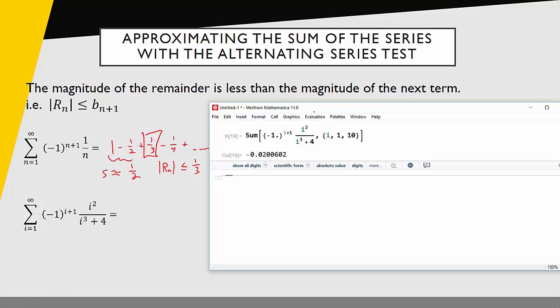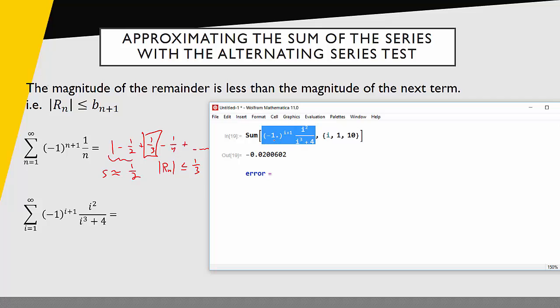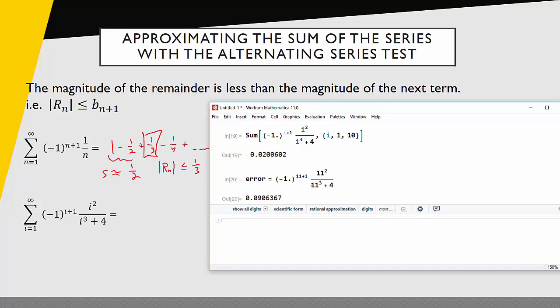But it's not the exact value for the sum of the series. There is some error. Let's see if I can find an expression for that error. Well, the error should just be the next term here. So if I simply take this term here and I plug in i equals 11, that should be that next term. And so we can evaluate that and see what the error should look like in my approximation. The error looks like it should be 0.09. So I would say, what's the sum of the series? It's negative 0.02 plus or minus 0.09.